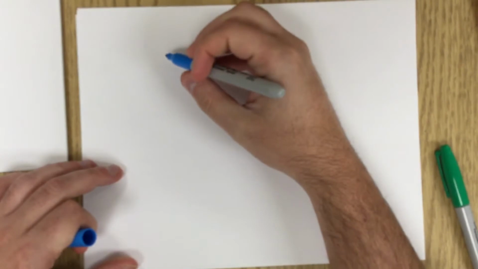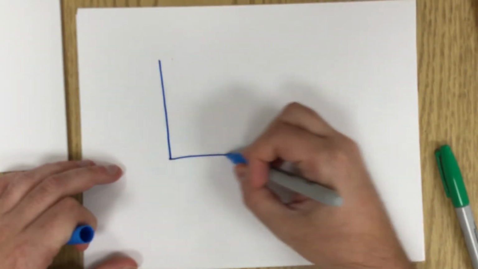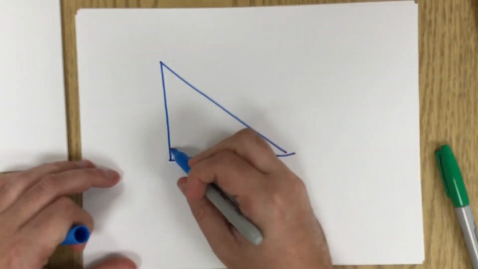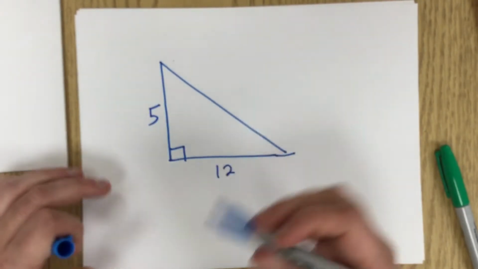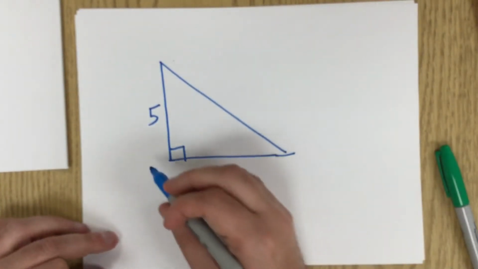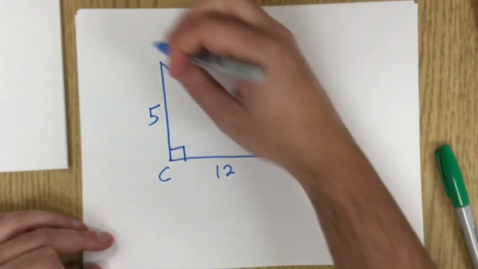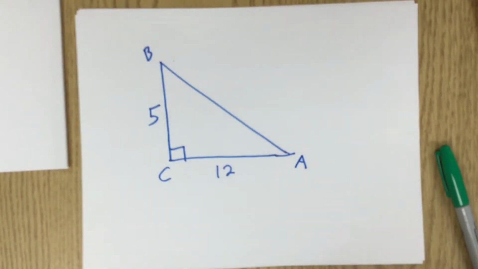Let's use the trig ratios. So we're going to make a triangle. I'm going to say that this is 5 and this is 12. And we're going to call these corners C, A, B.